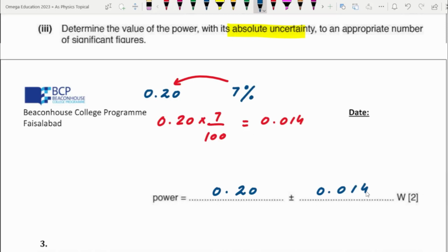The rule number 1 says the number of decimal places in the uncertainty cannot exceed the number of decimal places in the principal value. So you have 3 decimal places here in uncertainty. So you need to get rid of the last one. If I remove 4 from here, it would have no effect on 1 because the number that we have removed was less than 5. So this would be the final answer, 0.20 plus minus 0.01.